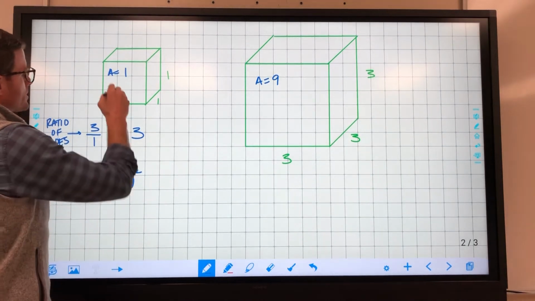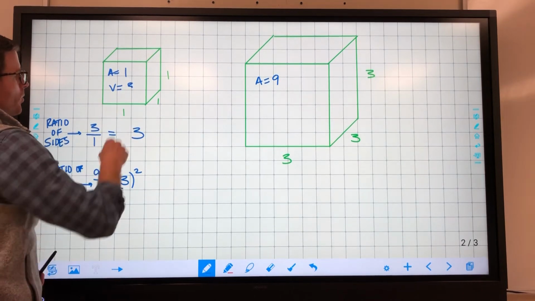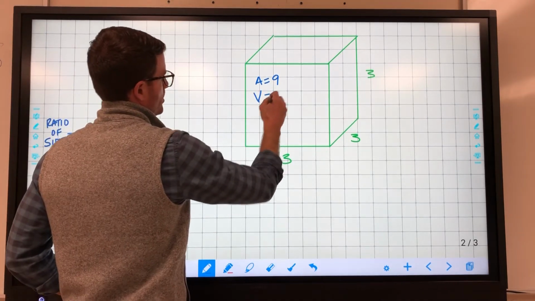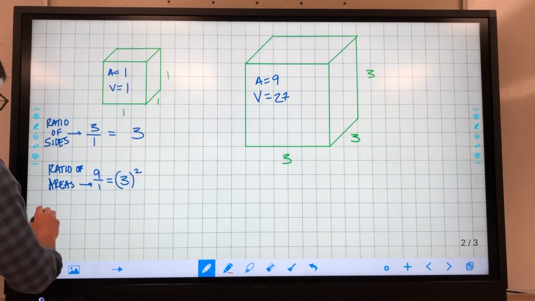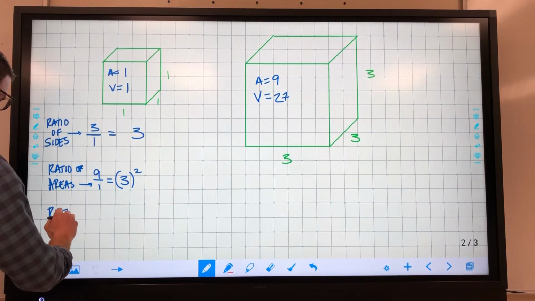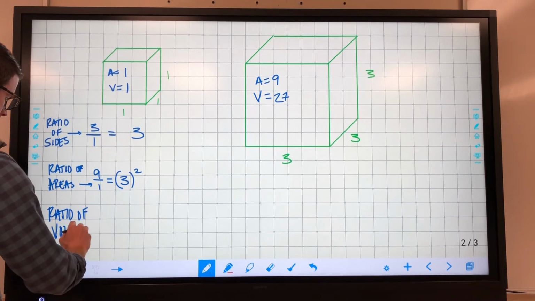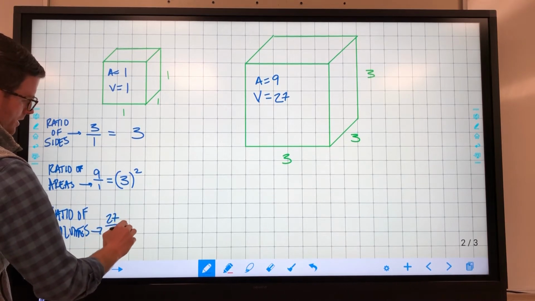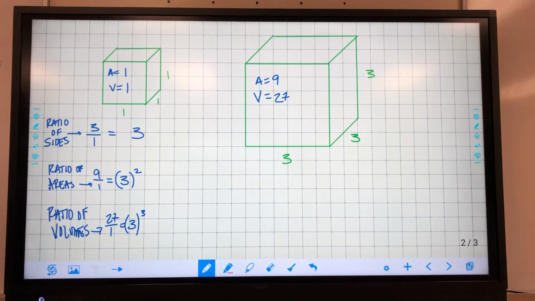Let's look at the volumes. The volume of this cube is 1 times 1 times 1, which is 1. All right, my volume of this cube is 3 times 3 times 3, which is 27. So my ratio of volumes, sorry, I don't know why I jammed it in over here. My ratio of volumes is 27 to 1, which is equal to my scale factor cubed. All right. So again, just a little review.